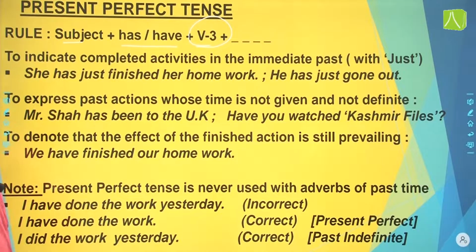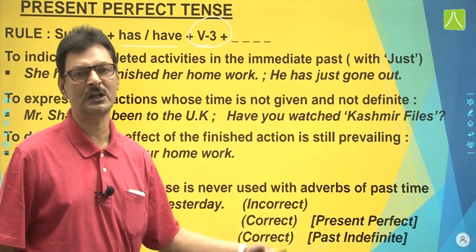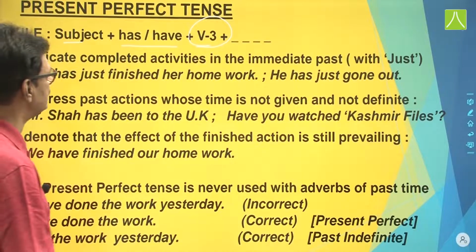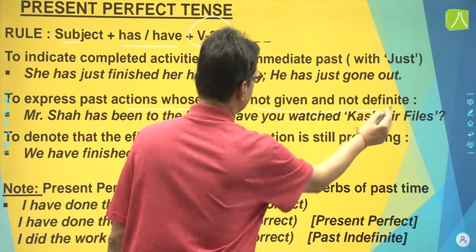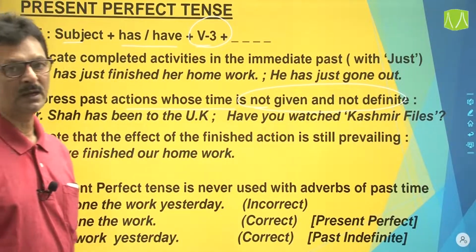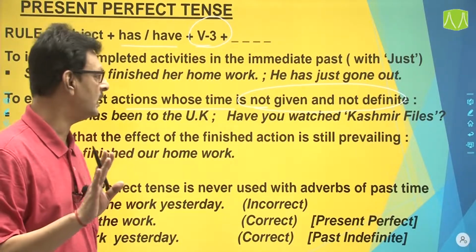She has just finished her homework. और he has just gone out, वो अभी अभी बाहर जा चुका है. This is also used to express the past action whose time is not specified and not definite. ये चीज हमको ध्यान रखना है. Mr. Shah has been to the UK. कब गए थे? It's unknown. So he has been to the UK.